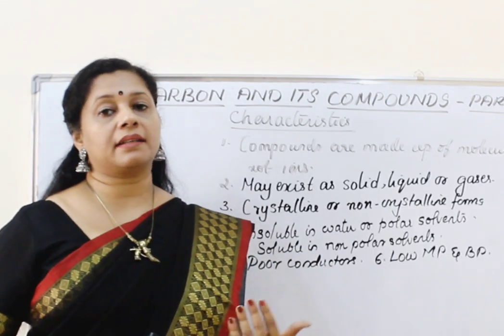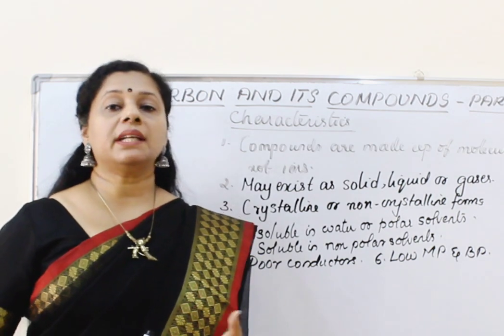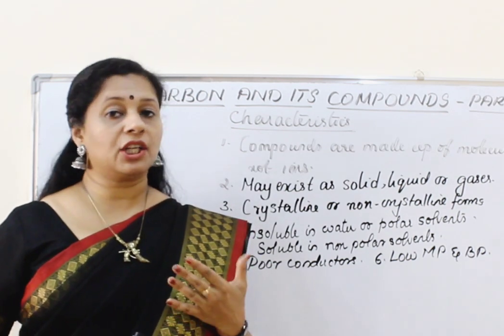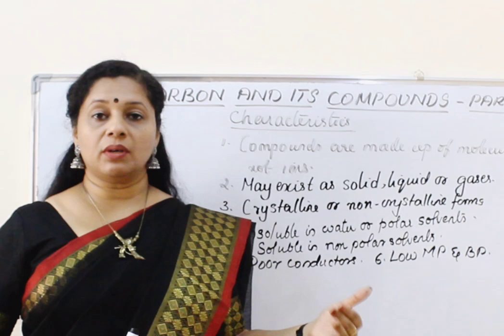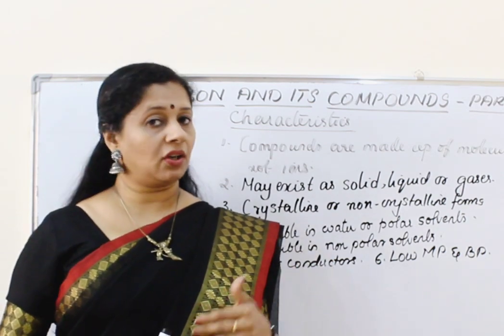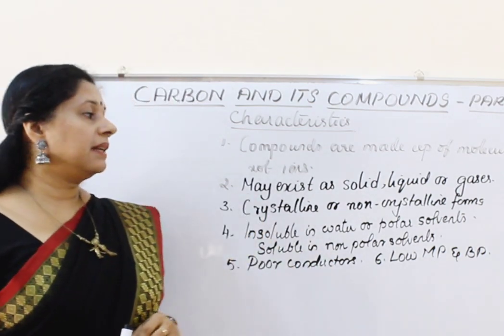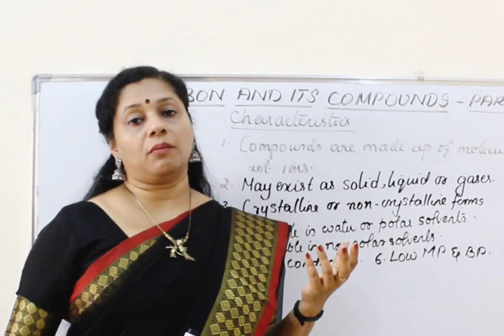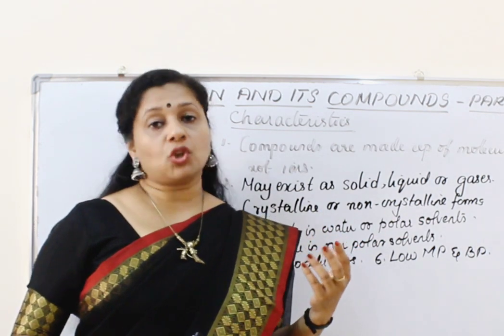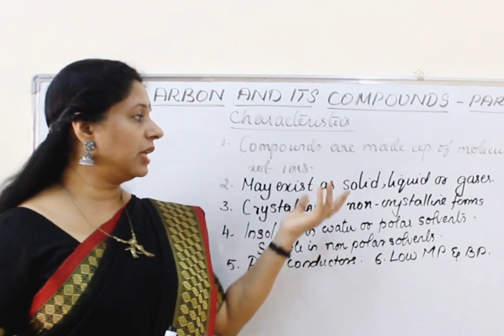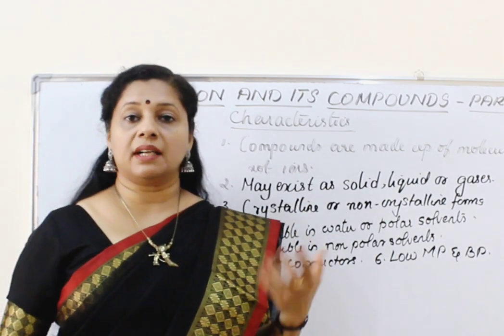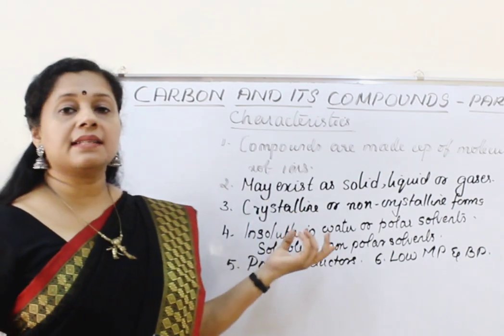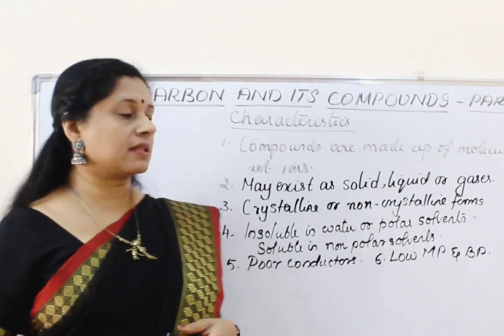Let's now see the characteristics of covalent compounds. Covalent compounds contain only molecules. There are no ions forming here because it's only by sharing the electrons, not by giving or taking. Then next is it may exist as solid, liquid or gas. We saw diamond is a form of carbon and it is in solid form, whereas water is in liquid form. Carbon dioxide or methane are in gaseous form. Then it can exist in crystalline structure or non-crystalline structure.